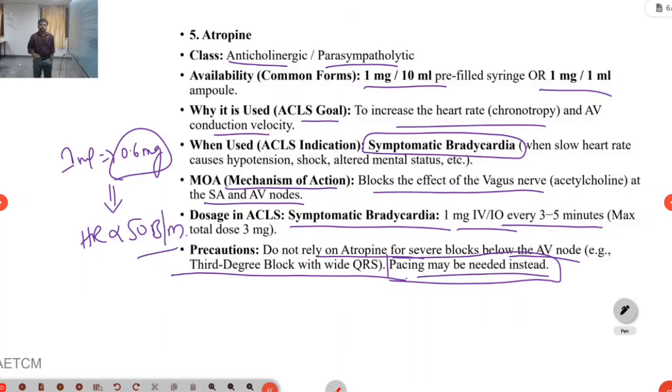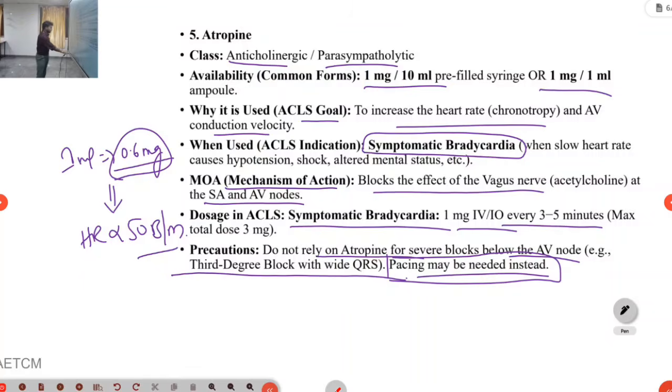So this is about atropine. It's an anticholinergic, parasympatholytic drug. The most common availability is 0.6 mg in 1 ml. In the case of symptomatic bradyarrhythmia patients, we have to deliver 1 mg of atropine over 3 to 5 minutes, and the maximum dosage of atropine that can be delivered is 3 mg.